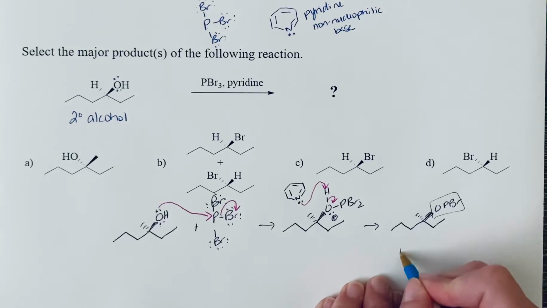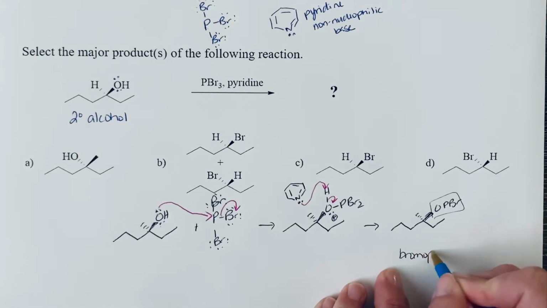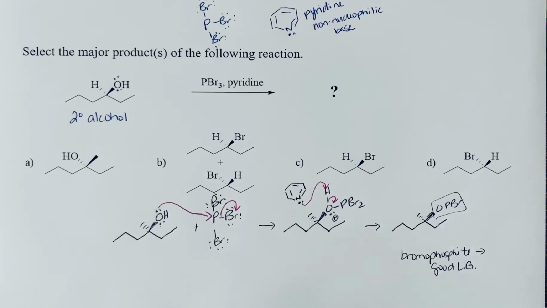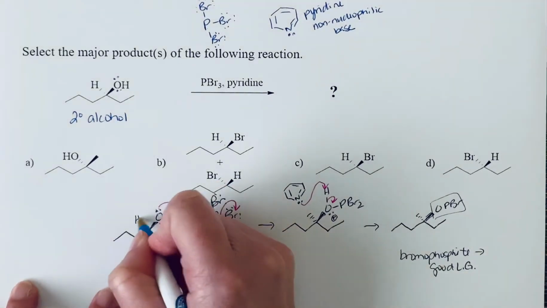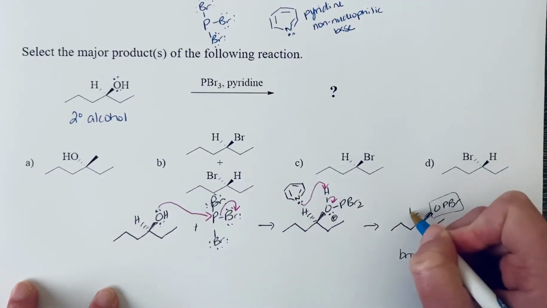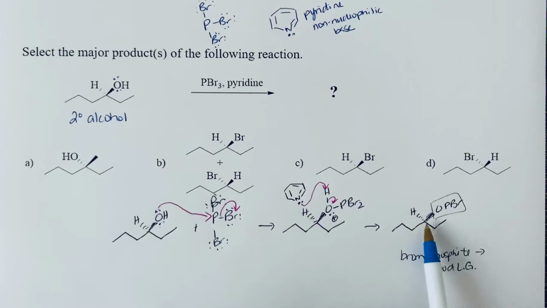And that bromophosphite group is a good leaving group. And so if we have a nucleophile that can do an attack on this, it will. And I have forgotten my hydrogen. That's important. Let me draw that back in. There we go. Okay, because we want to look at the structure of this.